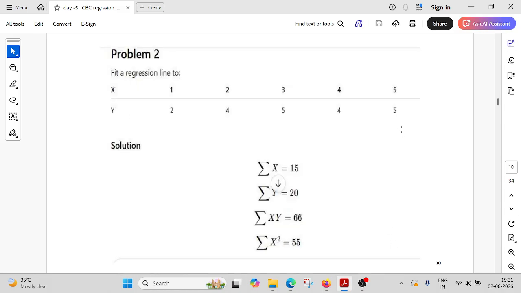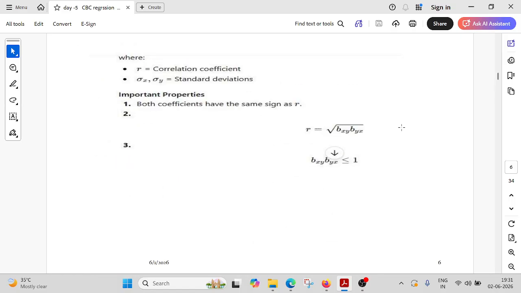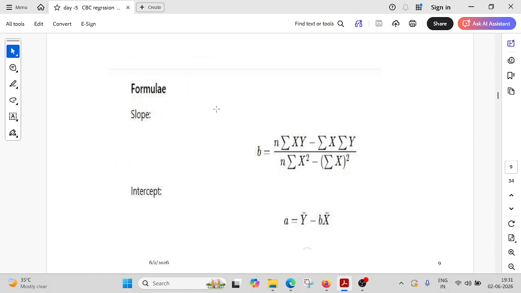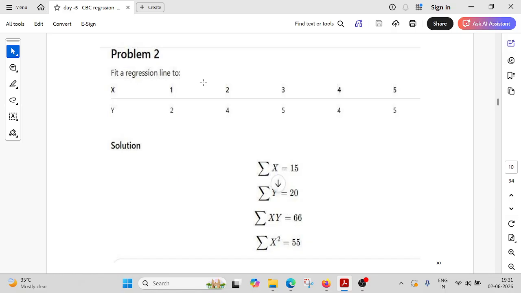Okay, next, problem 2. Now see, the first problem was based on predefined values, that means they have given the covariance and standard deviations, and we found the regression coefficients. Now in this problem, fit a regression line based on x and y, the data they have given in tabular form, right? Now we need to find out all the values.